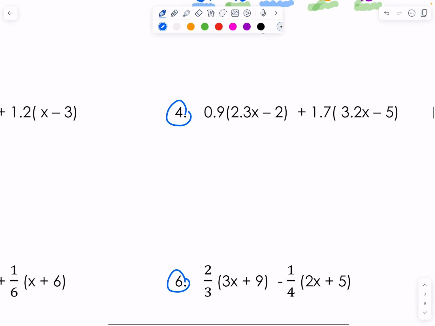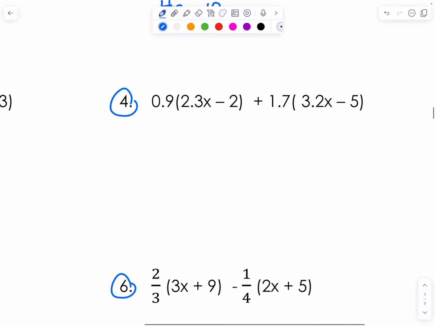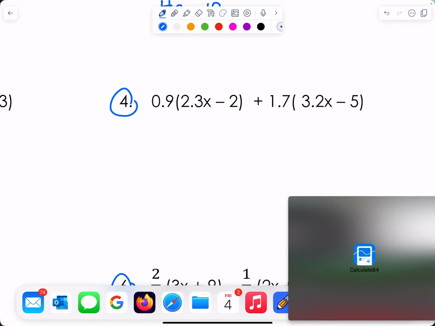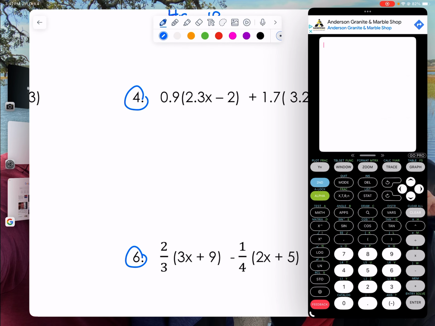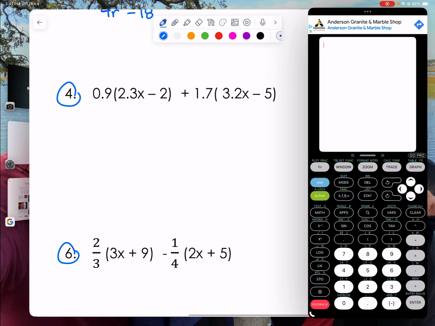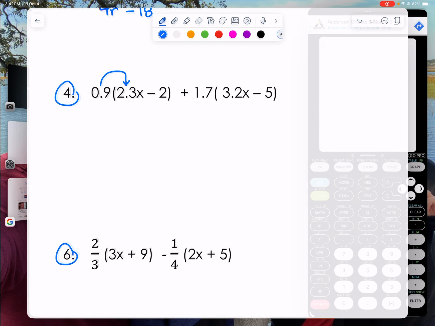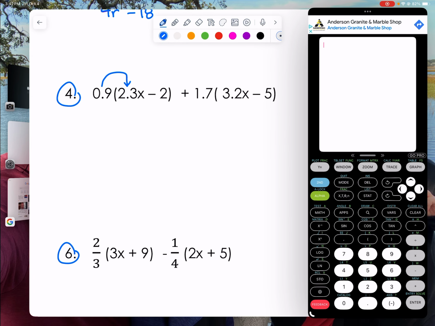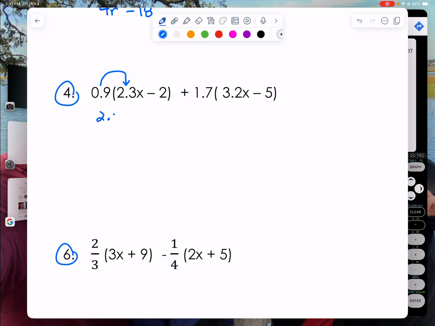Let's skip down and do this decimal. Now, when you have decimals, you can just use your calculator. So that's what I'm going to do. I have 0.9 times the quantity 2.3x minus 2. So I'm going to distribute 0.9. The first one is 0.9 times 2.3, so that's 2.07x.